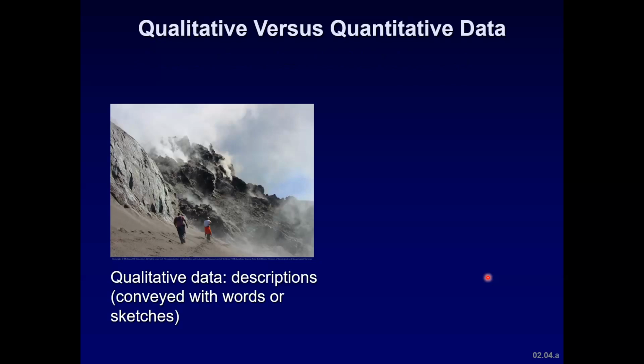Those are descriptions conveyed with words or sketches. So I see gray colored rocks. In the background, I'm not sure, but these look a little darker than what's in the foreground. I see some sediment coming down off the rock. I see steam, some kind of gas, vapor coming off the rock as well.